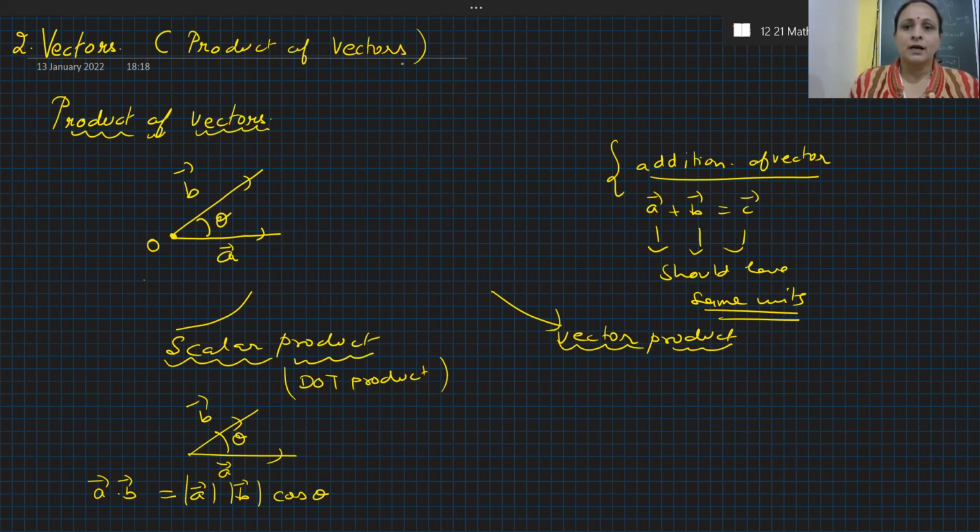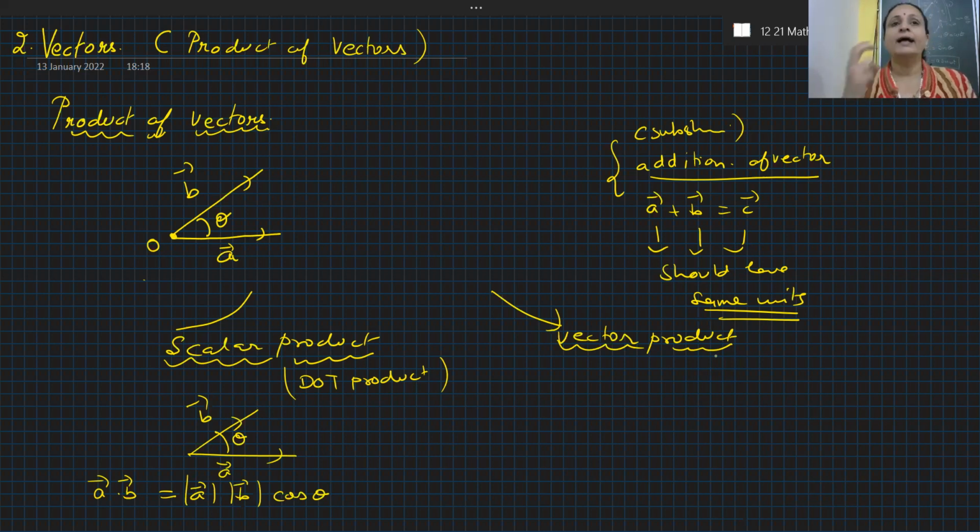in vectors. Whenever we add two vectors or subtract two vectors, in both cases they should be of the same type. I can add vectors if they have the same units. That means I can add force to force, displacement to displacement, electrical field to electrical field, but I cannot add electrical field to the magnetic field. I cannot add displacement to velocity or velocity to acceleration.